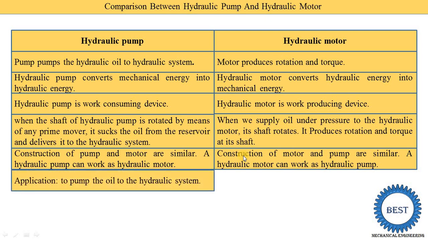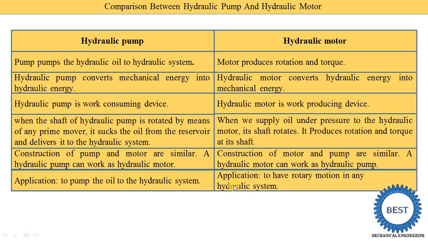Now what are the applications of a hydraulic pump? The application of the hydraulic pump is to pump the oil to the hydraulic system. And the application of the hydraulic motor is to provide rotary motion in any hydraulic system. Where we require rotary motion in a hydraulic system, we need to use a hydraulic motor.